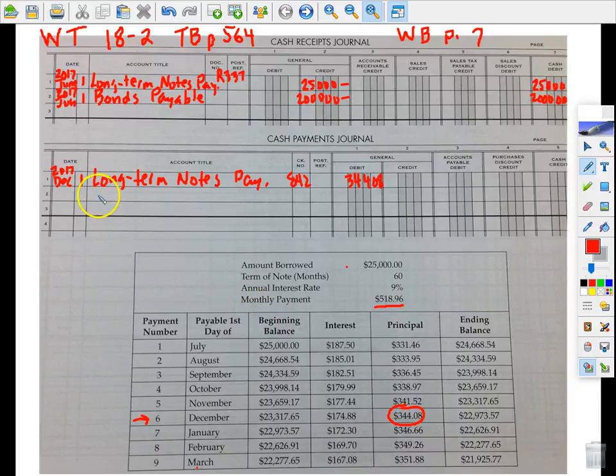So you can probably guess what our other debit is going to be. We paid a total of $518.96. If $344.08 paid off the loan, what did the other go to? Yeah, so our other debit is going to be to interest expense, and that's $174.88. And those together will be our credit to cash, which is our monthly payment, $518.96.